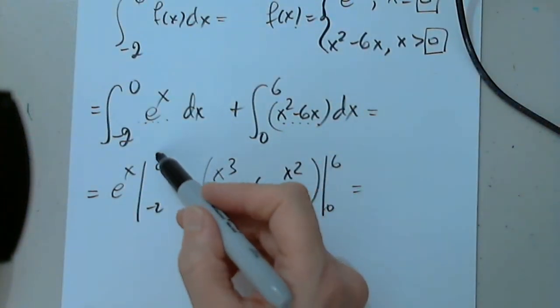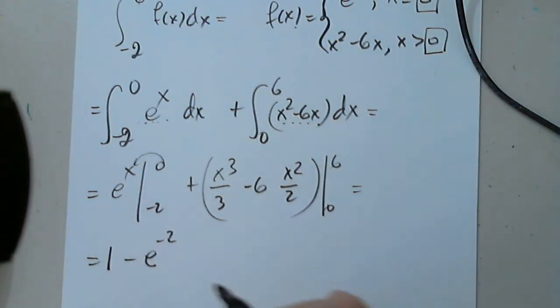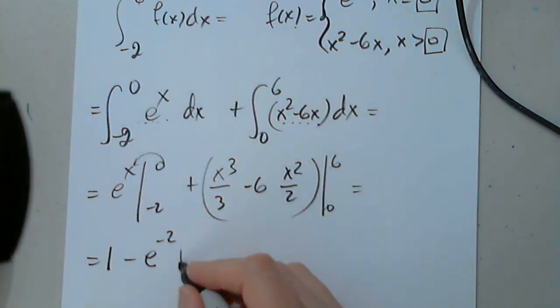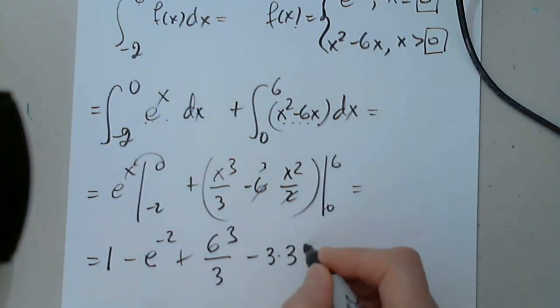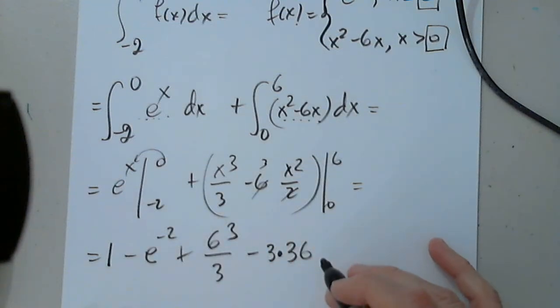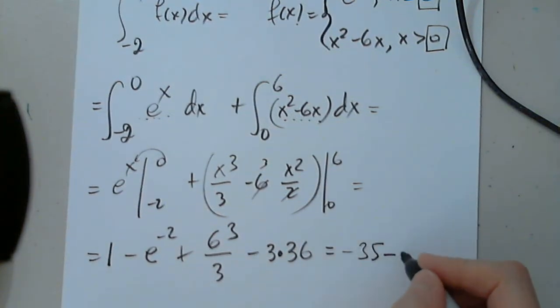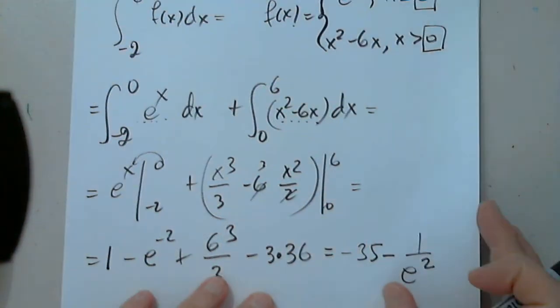Now be very careful, because when you plug in 0, you do not get 0 for e to the x. You get 1 minus e to the -2. You do get 0 when you plug in 0 here, but you have to plug in 6 first. Plus 6 to the third over 3 minus, so this is 3 here, 3 times 36. If you leave it like this, I'm fine, and you get 100%. What I got was -35 minus 1 over e squared. But again, you can just leave it alone. Okay, any questions so far?